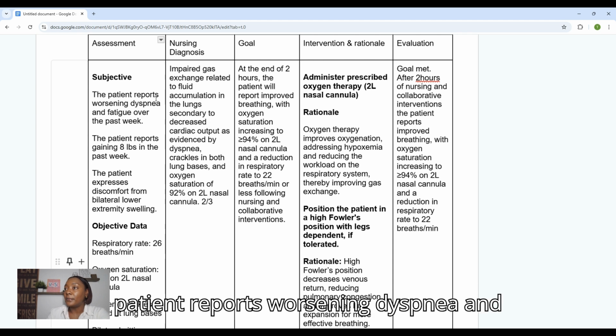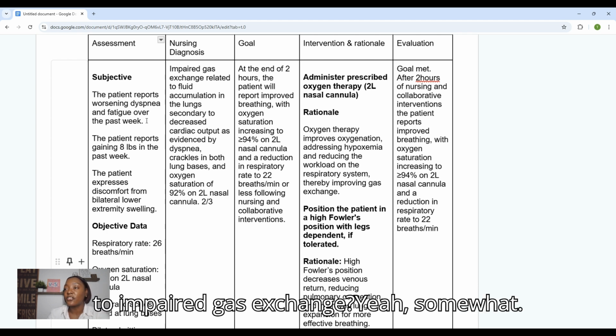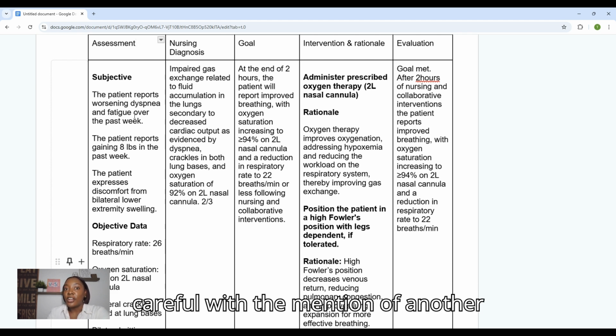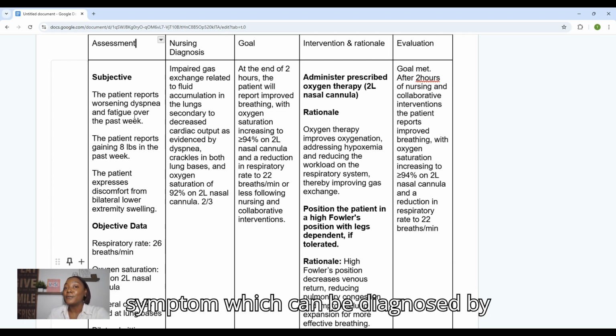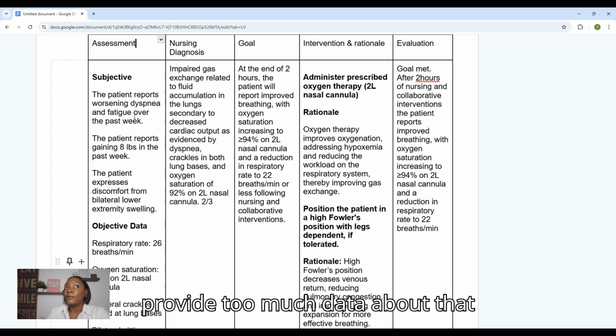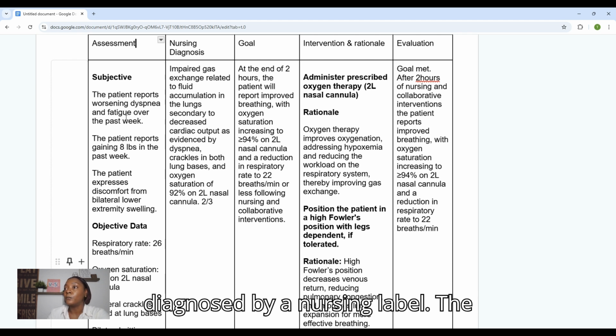All right. So the patient reports worsening dyspnea and fatigue over the past week. Is it related to impaired gas exchange? Yeah, somewhat. So let's leave it. Be careful with the mention of another symptom, which can be diagnosed by another label. Just don't provide too much data about that additional symptom since it can be diagnosed by a nursing label.